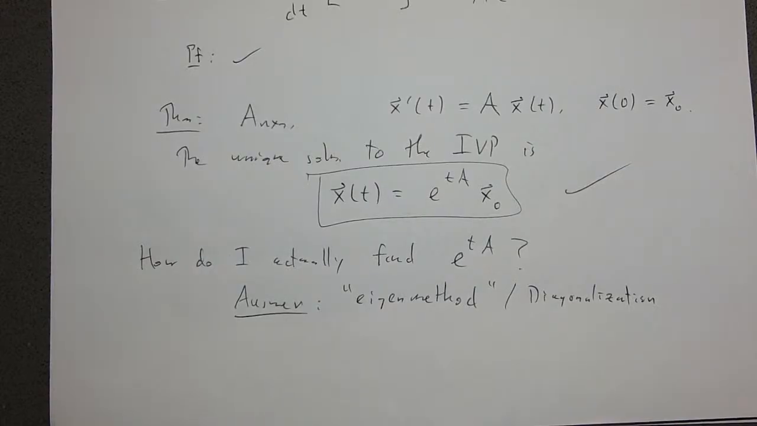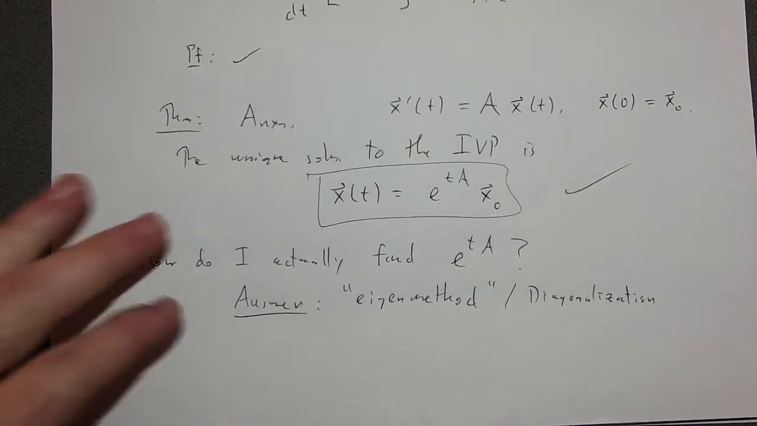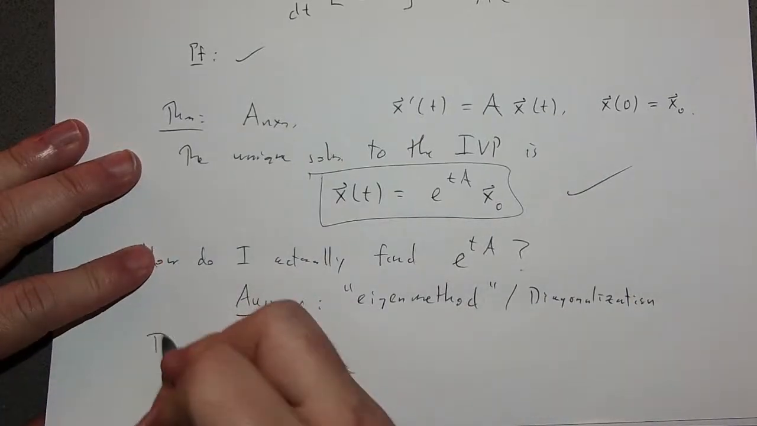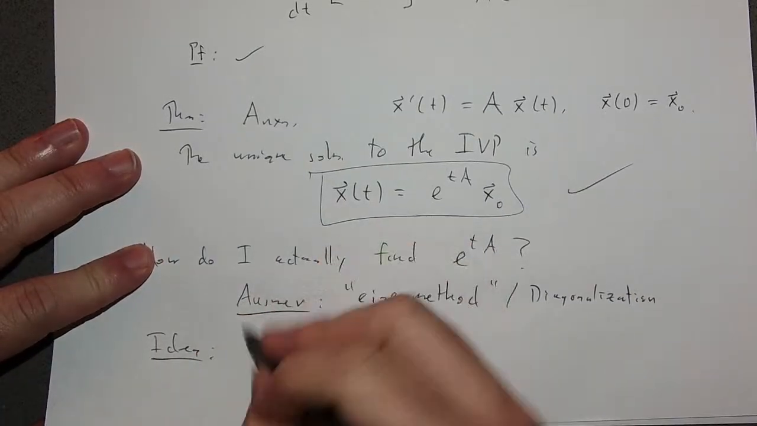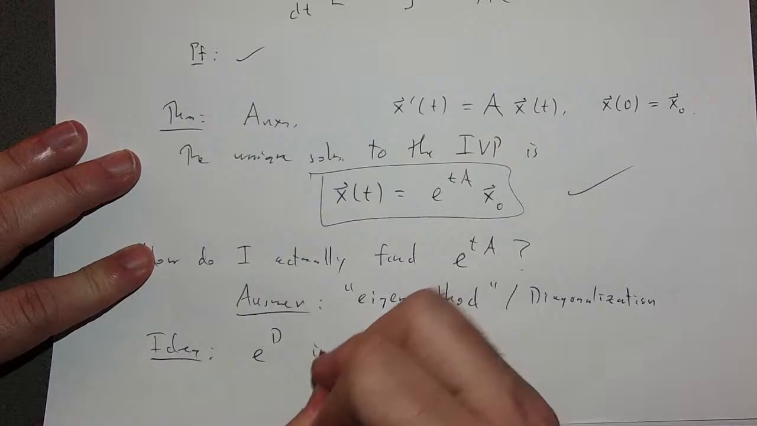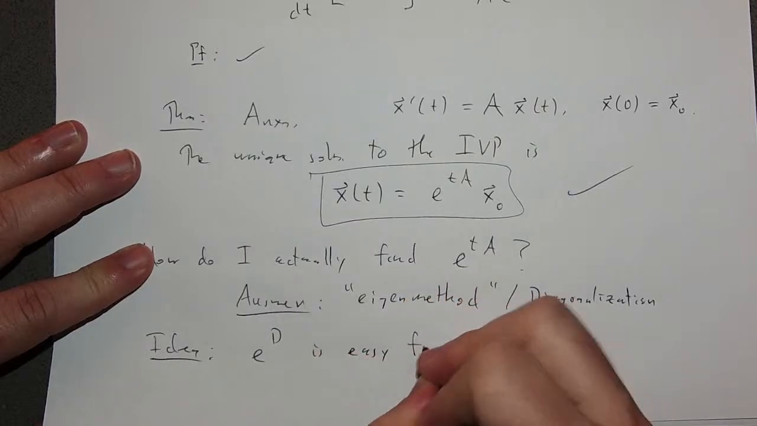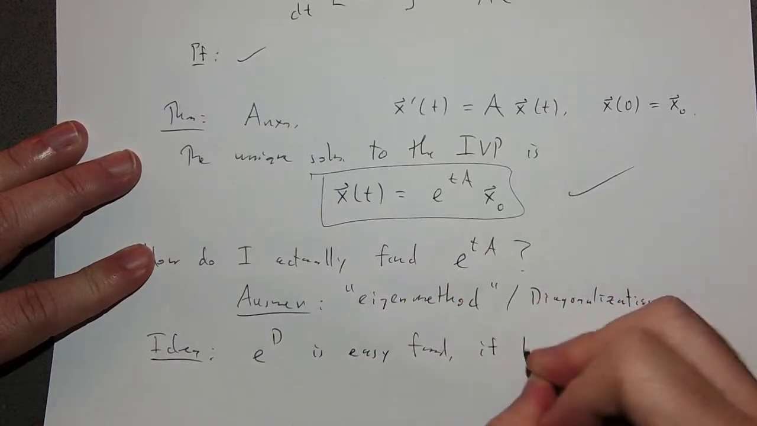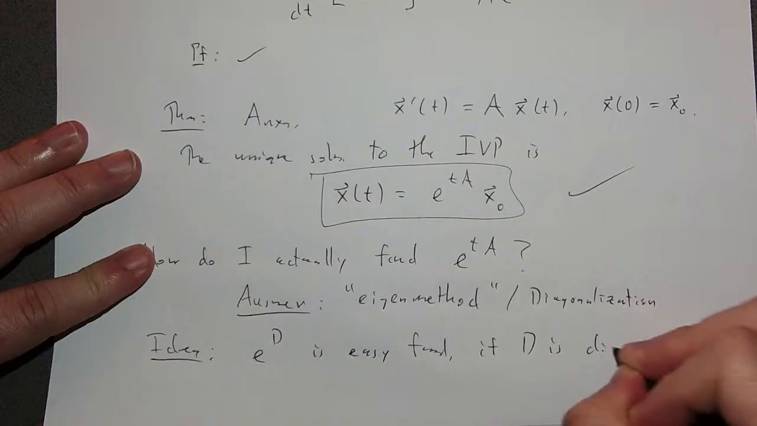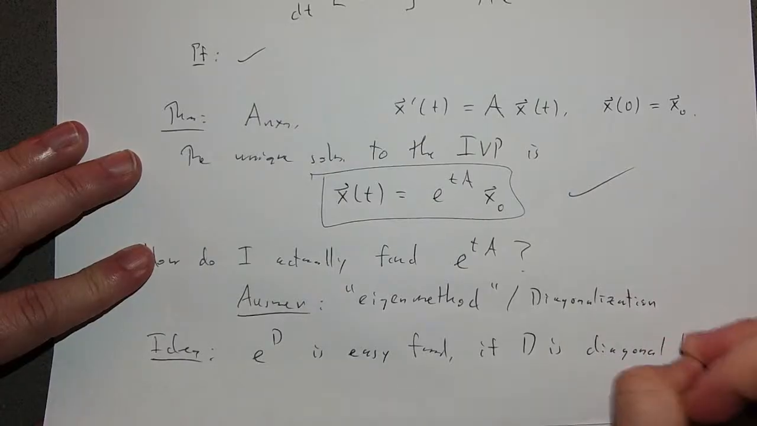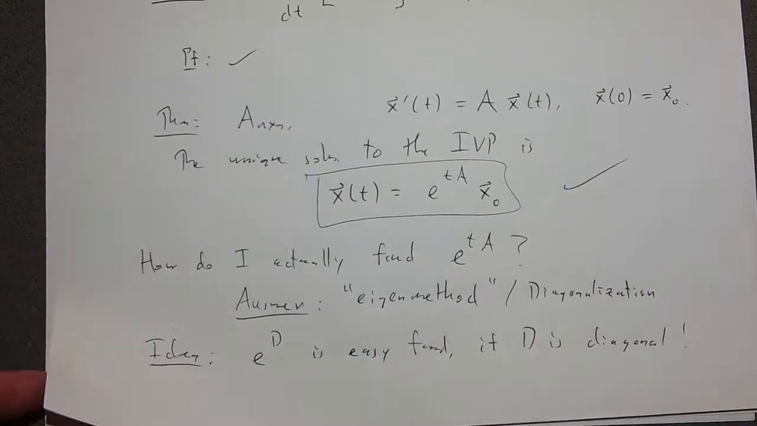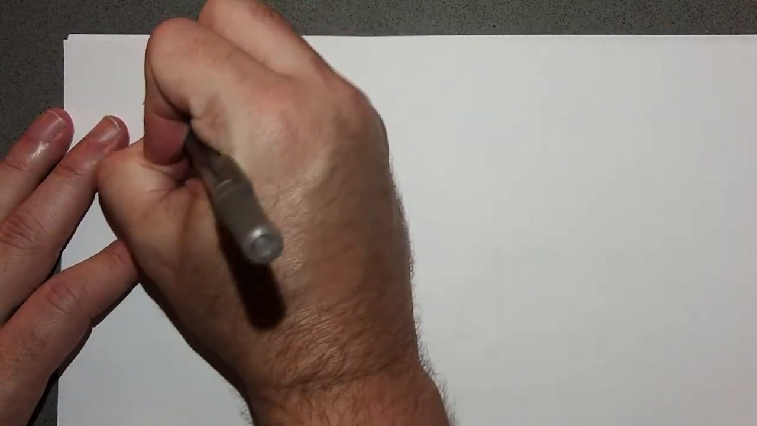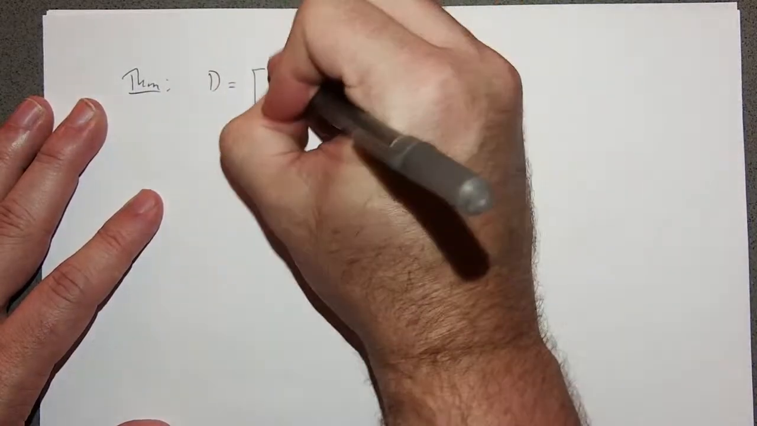And so here's the idea. e to the D is easy to find if D is diagonal. Now we know what a diagonal matrix is. So a diagonal matrix D looks like this.